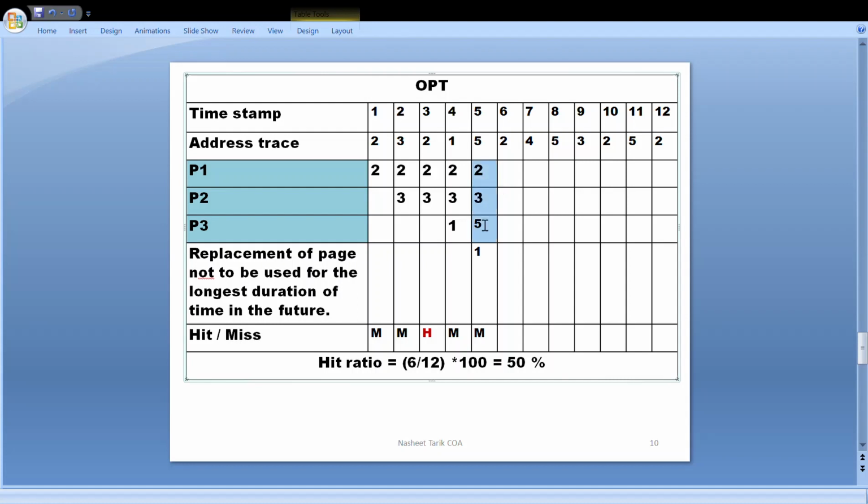Next access requires the location for page 2, which is there in M1 memory. So the processor will directly access that location from M1 and it is a hit. Now 4 is not there in M1, so it is a miss. Now it again looks into the future.